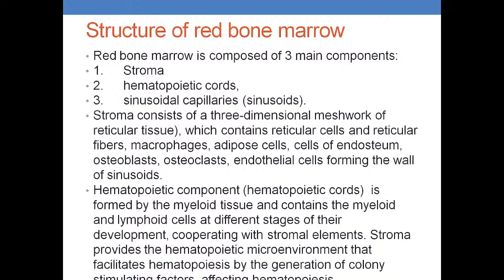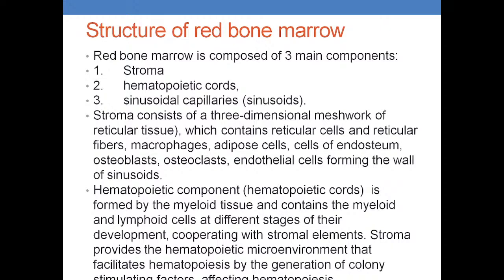Stroma consists of a three-dimensional meshwork of reticular tissue, which contains reticular cells and reticular fibers, macrophages, adipose cells, osteoblasts, osteoclasts, and the endothelial cells forming the wall of sinusoids.